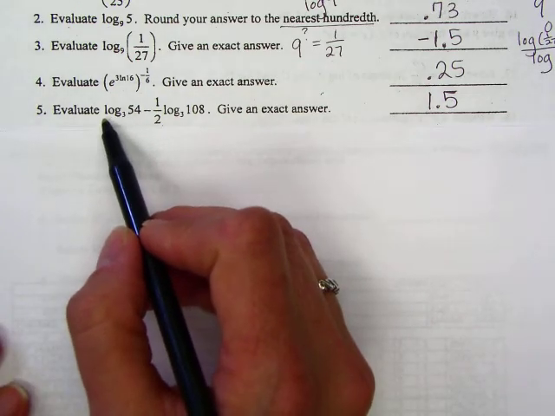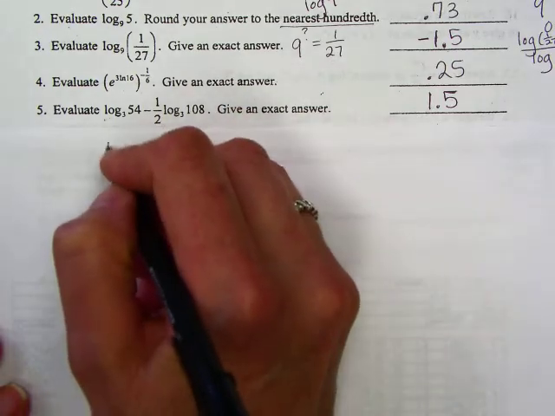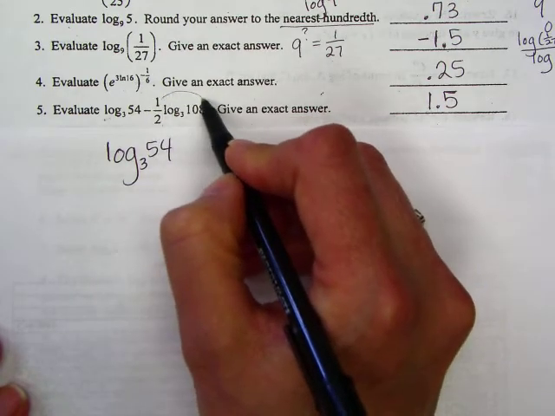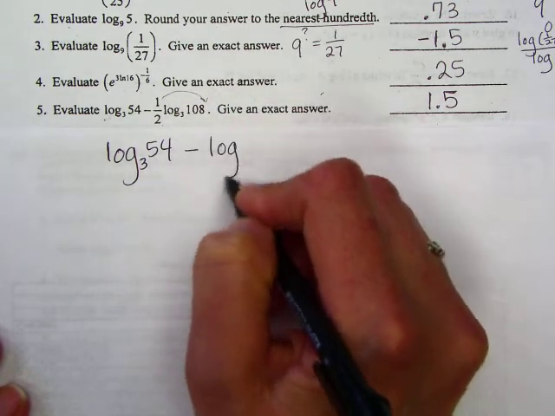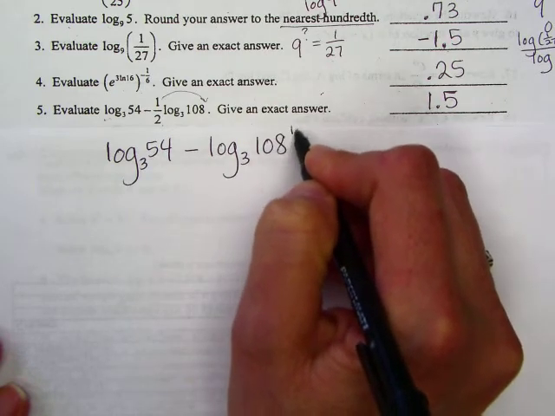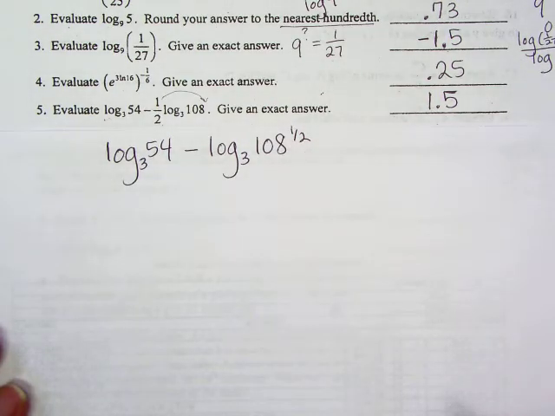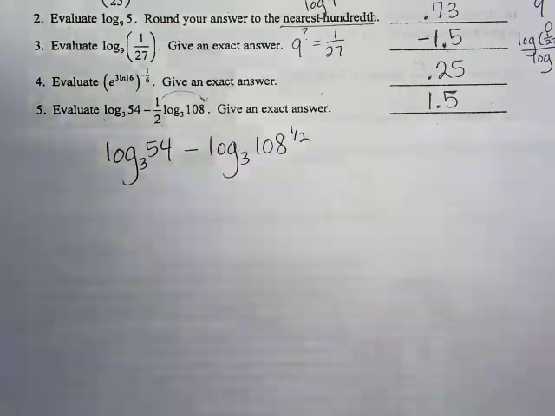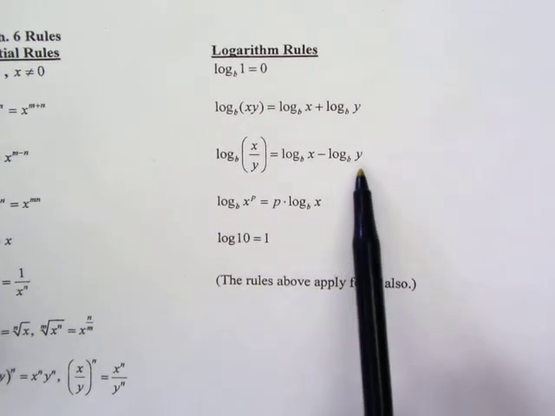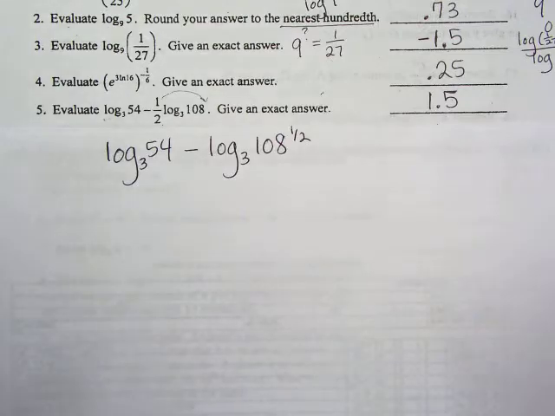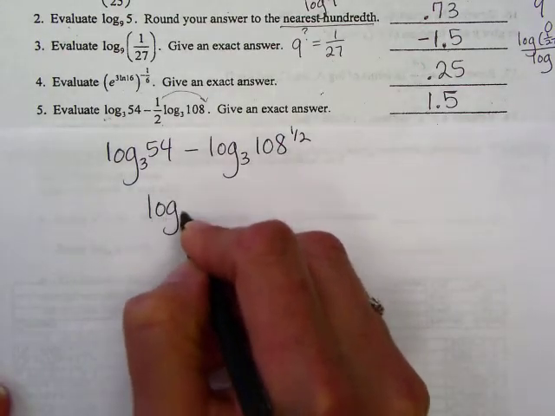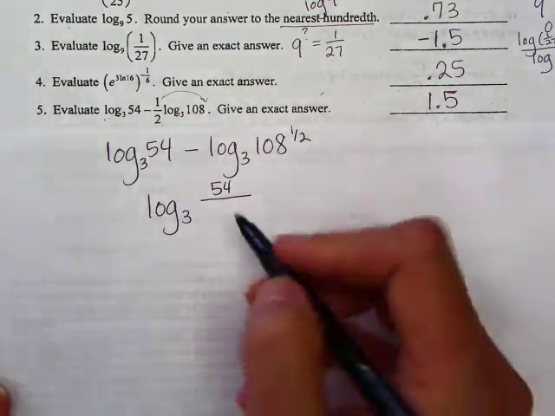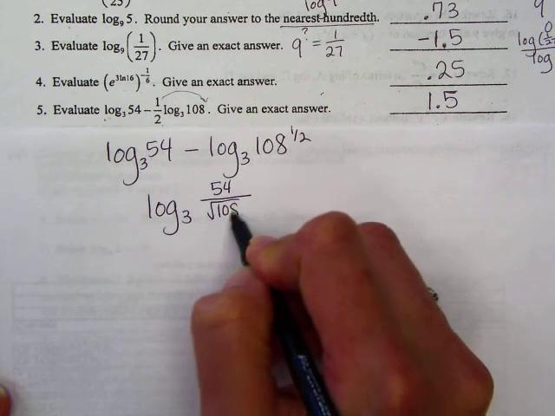Okay? So if we have log base 3 of 54, I'm going to leave that. But I'm going to bring this half back to the power. So minus log base 3 of 108 to the half power. All right. Now, when I subtract logs, again, here we are, subtracting logs, we can rewrite that as the log of a quotient. Okay? So that would be the log base 3 of 54 over 108 to the half, but I'm going to call that the square root of 108. Are we okay with that?